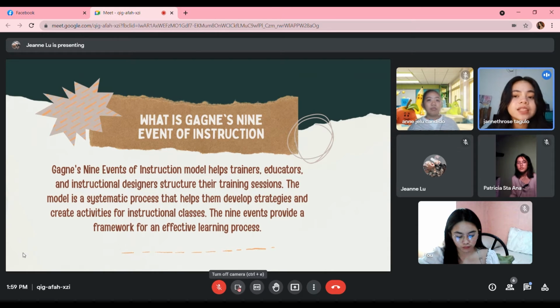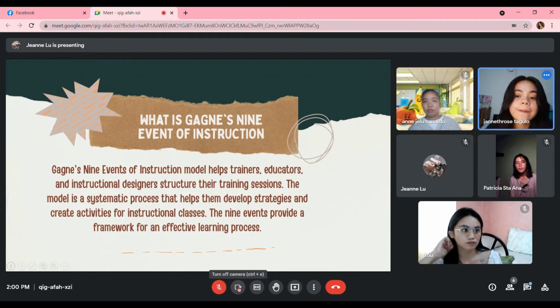The 9 events, each step addresses a form of communication that supports the learning process. When each step is completed, learners are much more likely to be engaged and to retain the information or the skills that are being taught by the teachers.